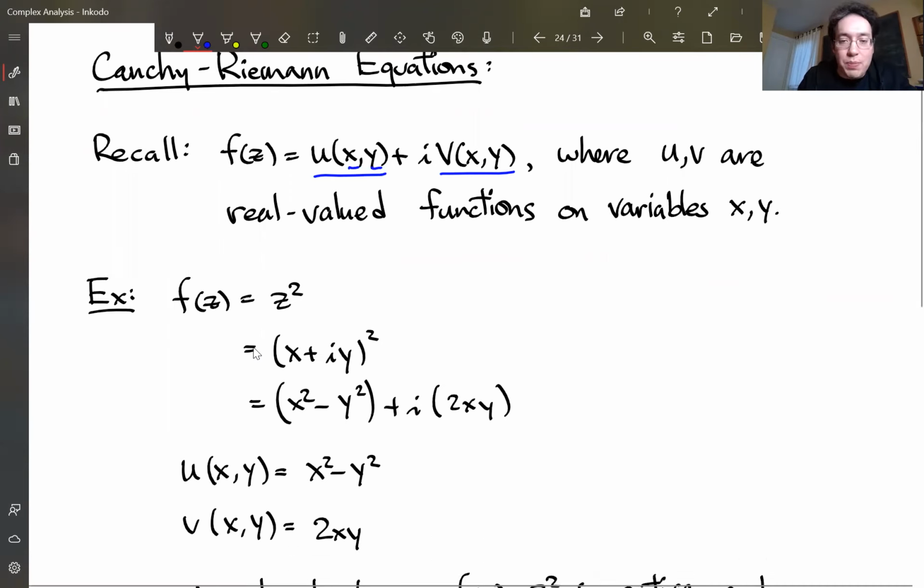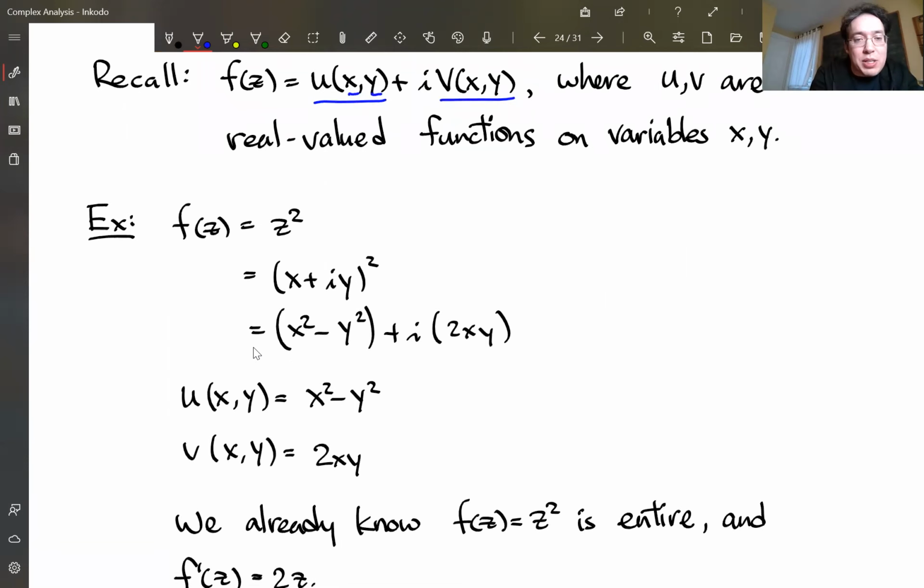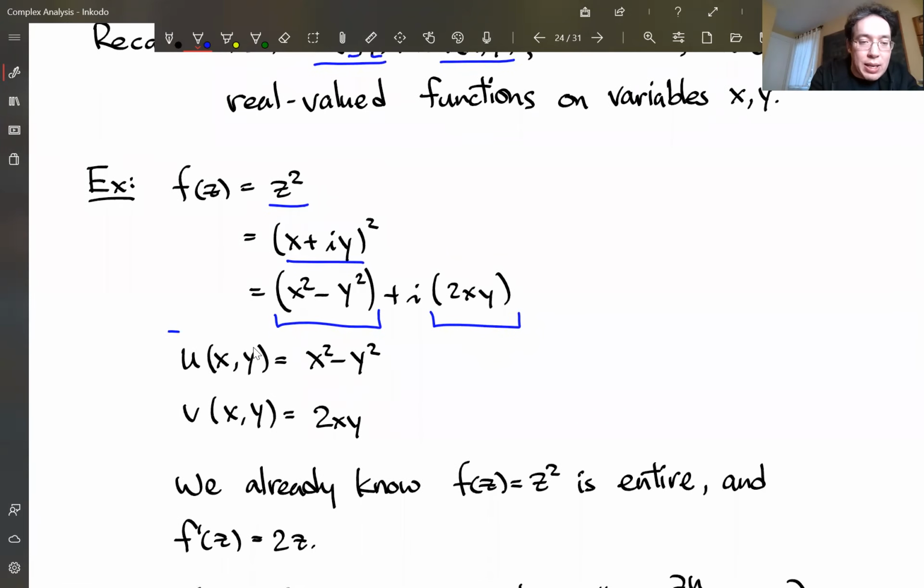Example. We've actually already done this computation with z squared, but let's try it again. So we could rewrite z as x plus iy. And if we square this by foiling it, that's the real part of the function z squared, and this is the imaginary part of the function z squared. So you can break up the functions u and v in this way.